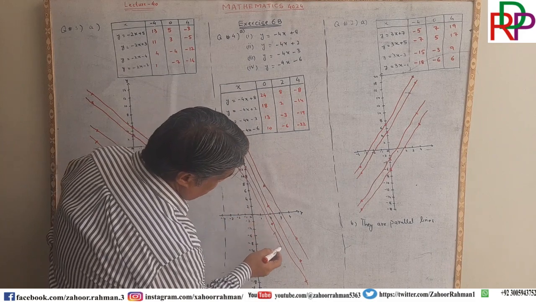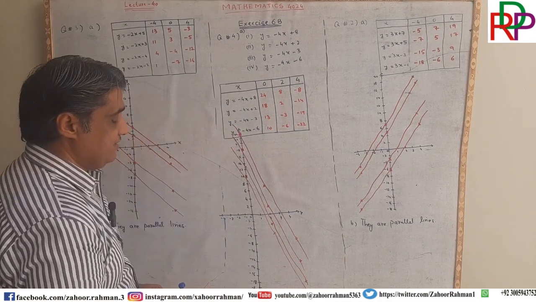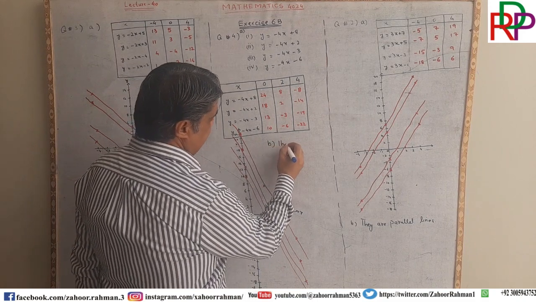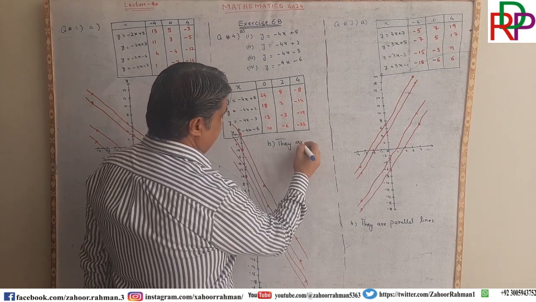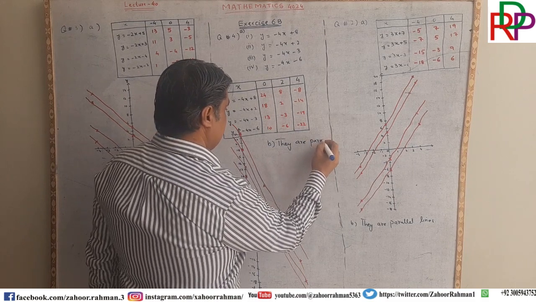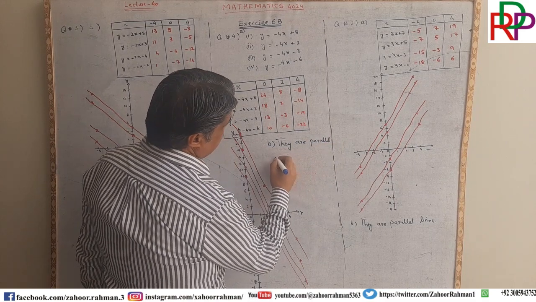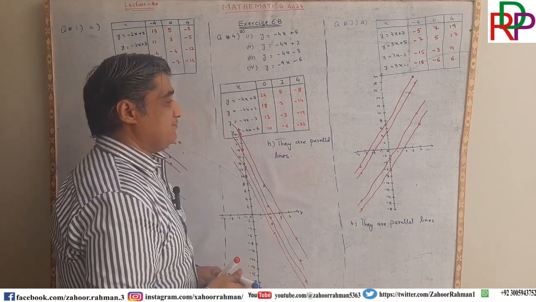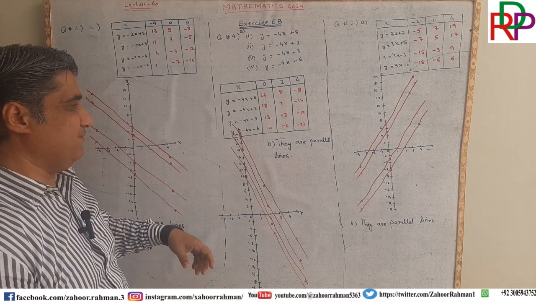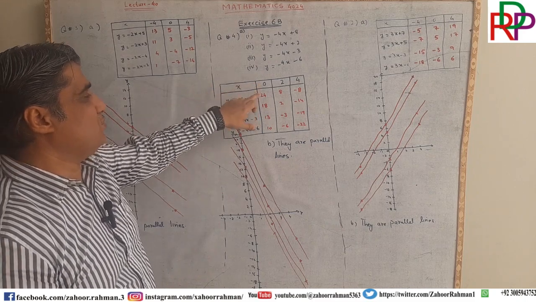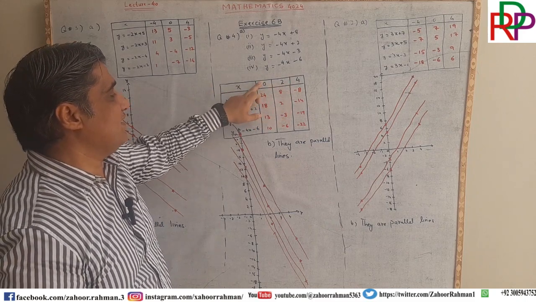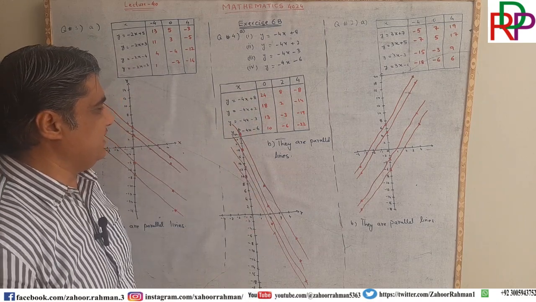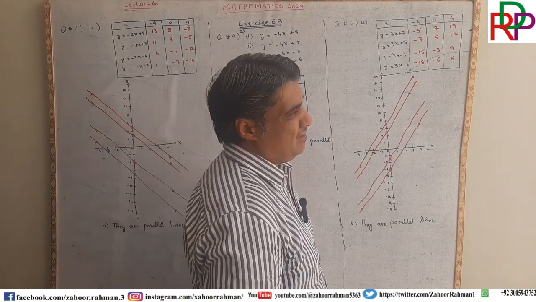Again we have to connect these lines, and ladies and gentlemen, the B part, we are saying they are parallel lines. So in this way, I hope that you have understood how to create a graph. First we have to create two pairs of points, and then we will portray it accordingly. Not that much of a hard deal, very easy.